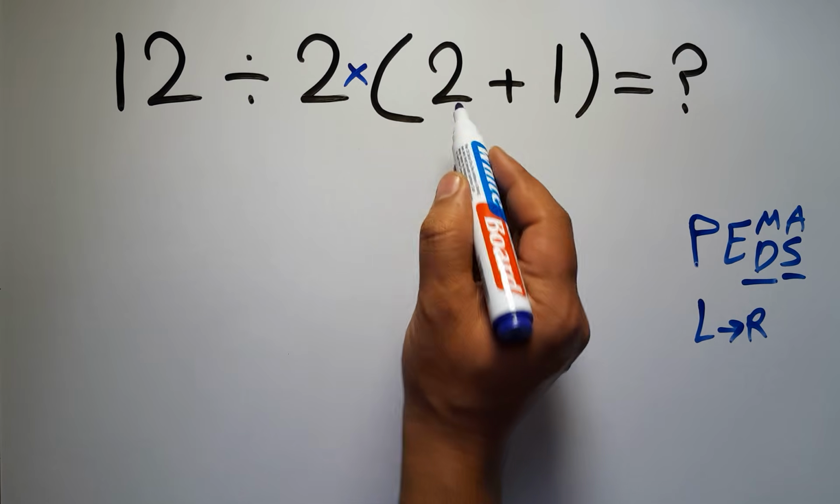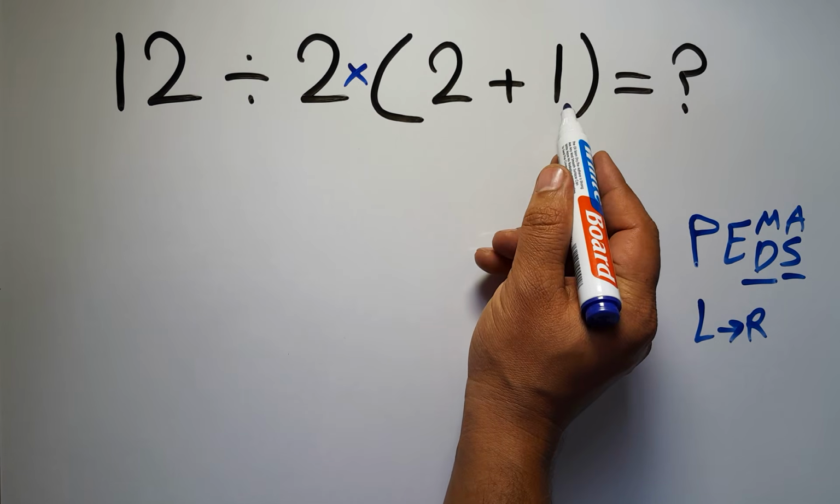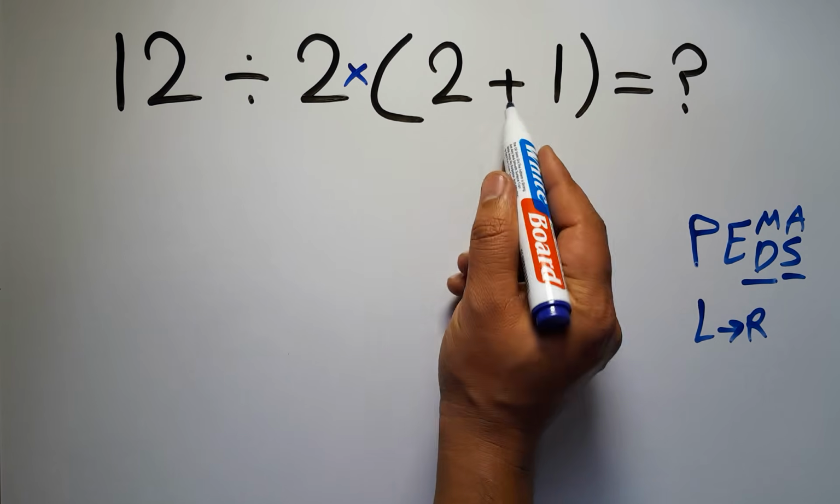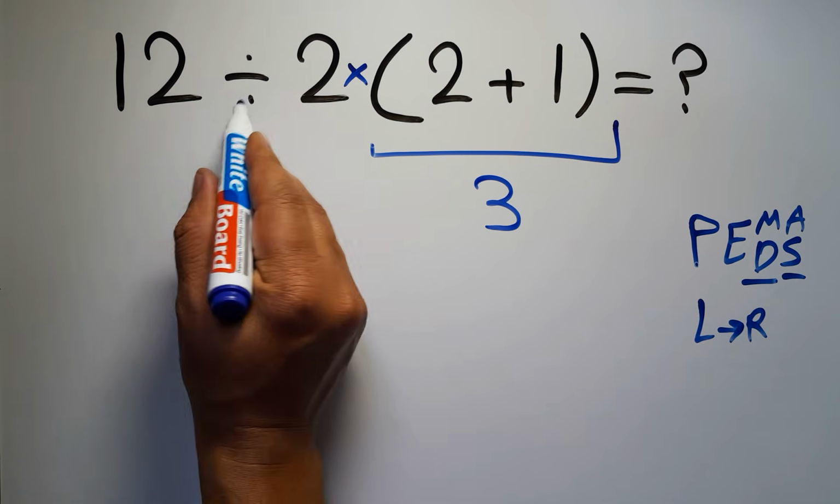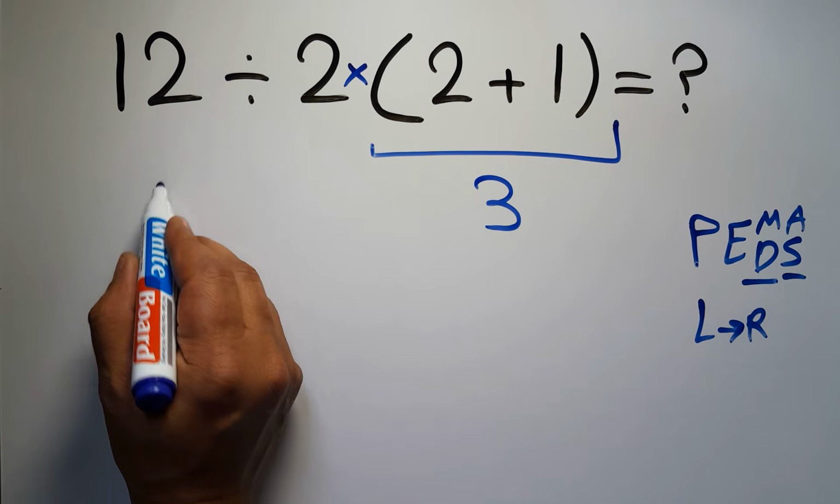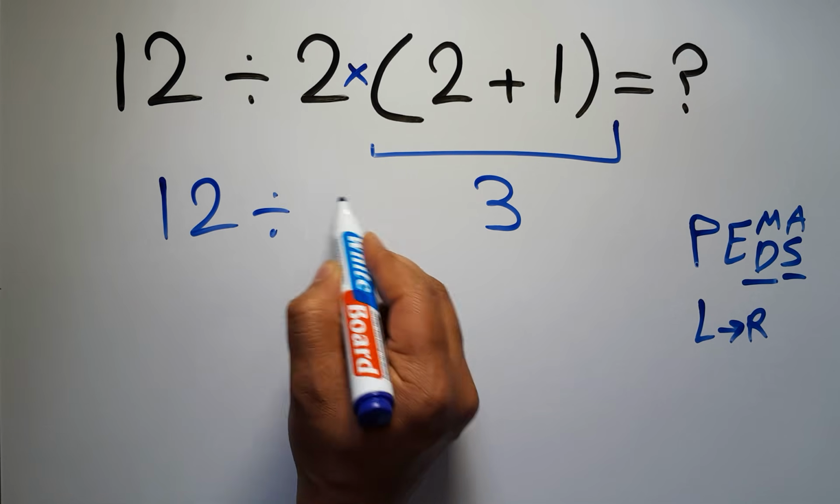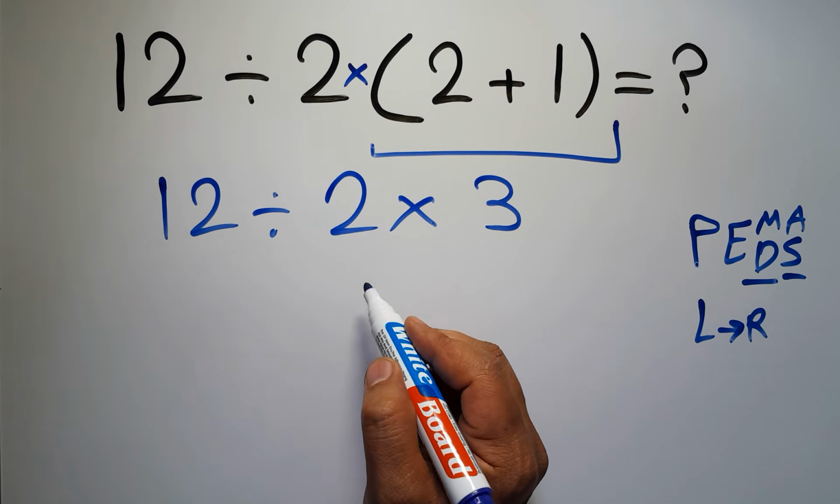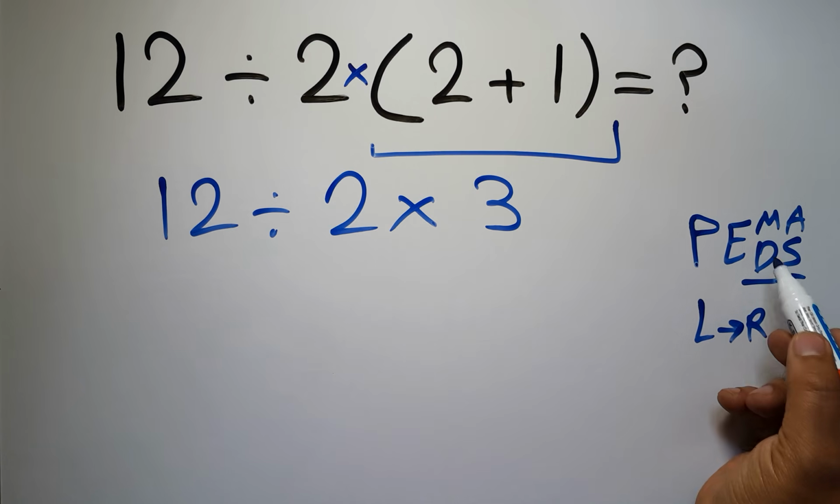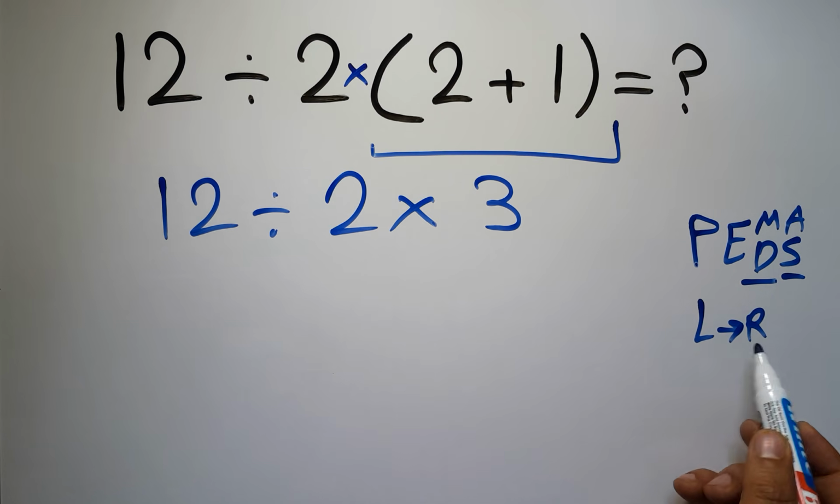Okay? Inside this parentheses we have 2 plus 1, which equals 3. So 12 divided by 2 then times 3. Now we have one division and one multiplication. As I said, multiplication and division have equal priority and we have to work from left to right.